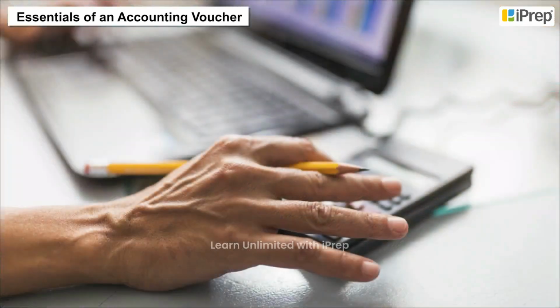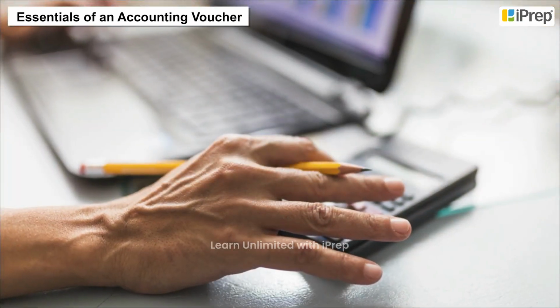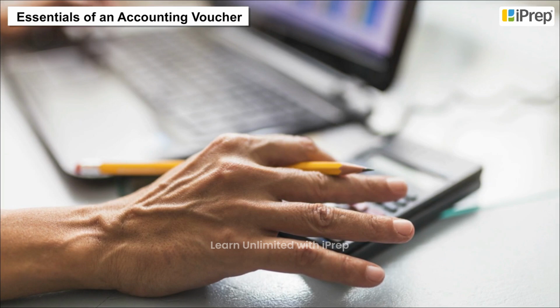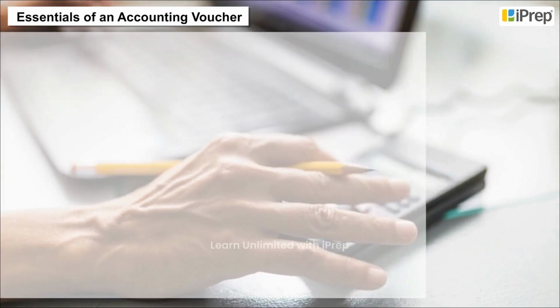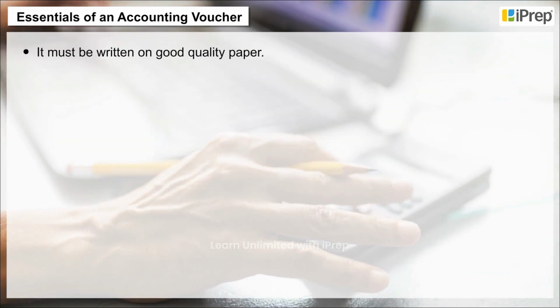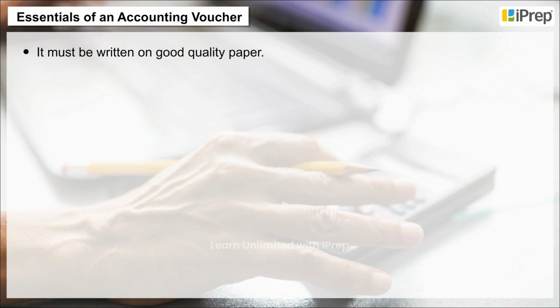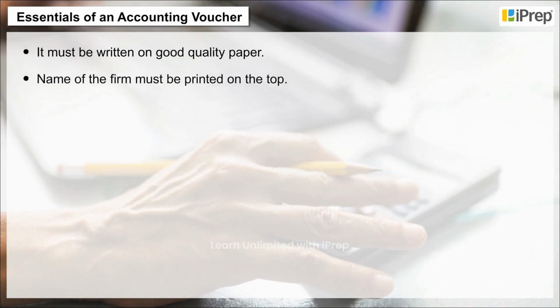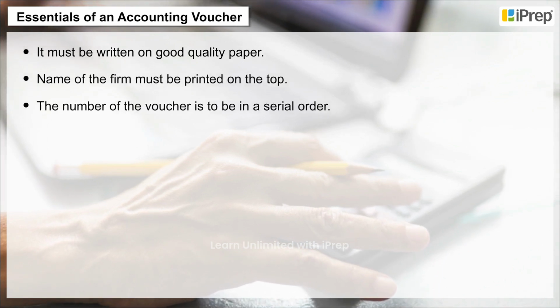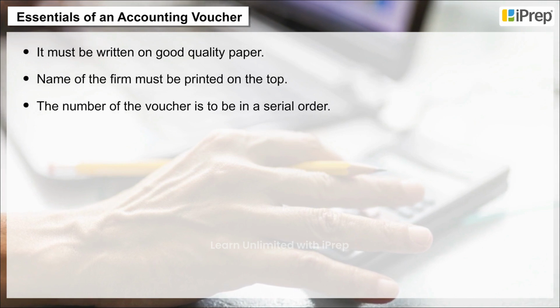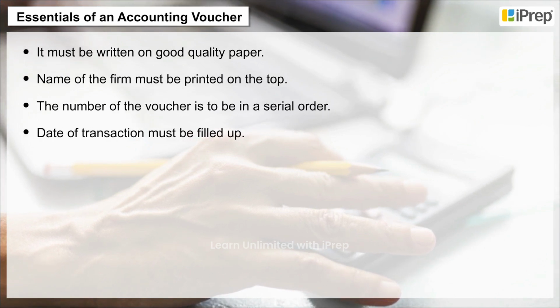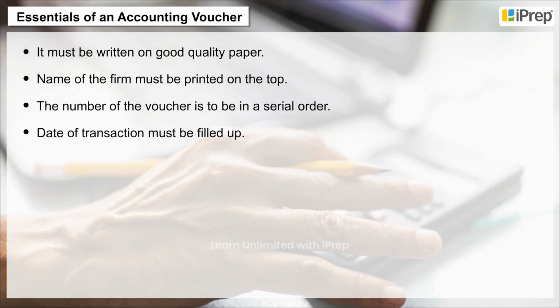Essentials of an accounting voucher. An accounting voucher must contain the following essential elements. These essential elements are: it must be written on good quality paper, the name of the firm must be printed on the top, the number of the voucher is to be in serial order, and the date of transaction must be filled up against the date, and not the date of recording of the transaction is to be mentioned.